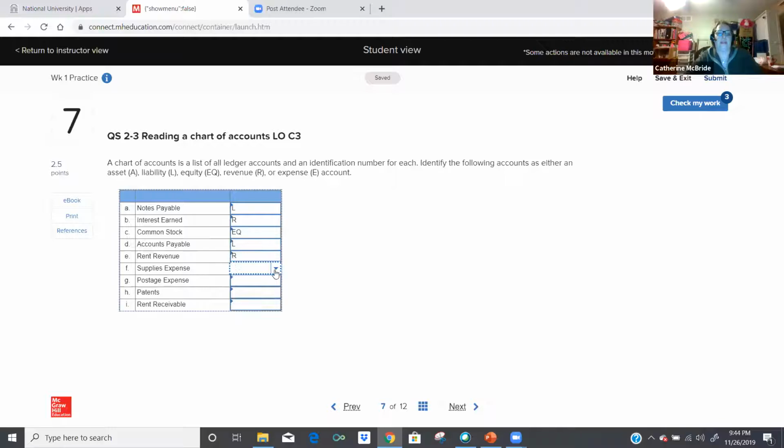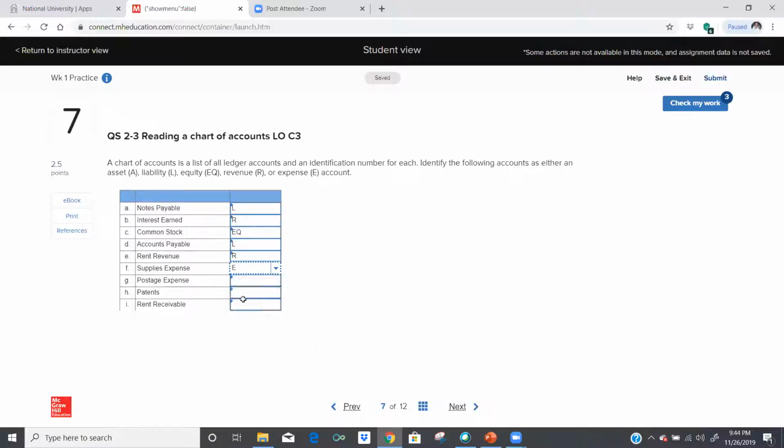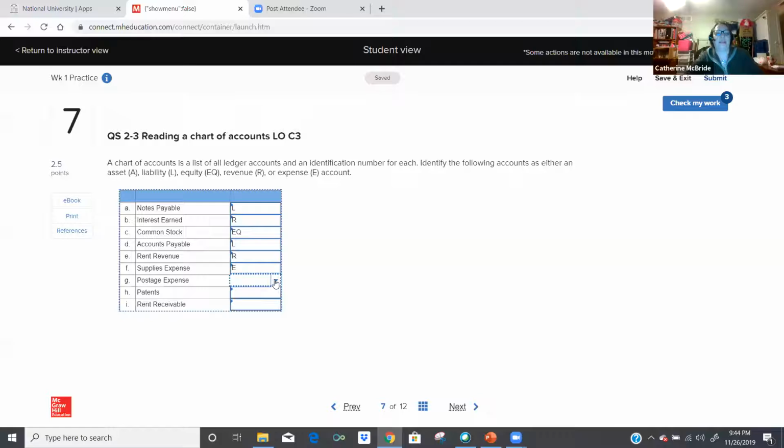Supplies expense. Asset, liability, equity, revenue, or expense. Right, Mark? Go ahead. Expense. It is. Postage expense. Asset, expense, yep. See, are you getting, you see a trend here?